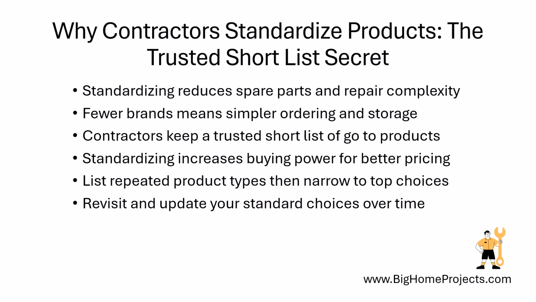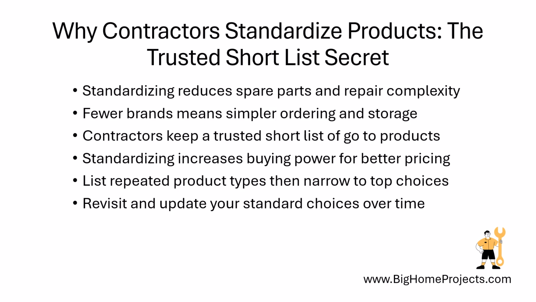Think of it like this: if you own 5 different kinds of light switches for 5 different rooms, you now need 5 different spare parts, 5 different manuals, and 5 different learning curves every time something breaks. Standardizing means picking 1 or 2 trusted brands for switches, outlets, pipes, or fasteners, and using those same items everywhere you can. A lesson many folks never hear is that professional contractors do this constantly. They keep a short list of go-to products because it saves them time on every single job, not just cost.